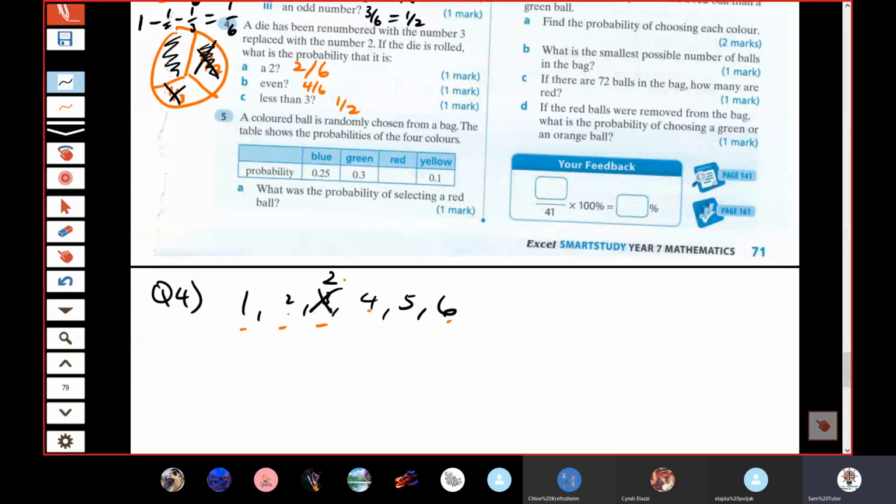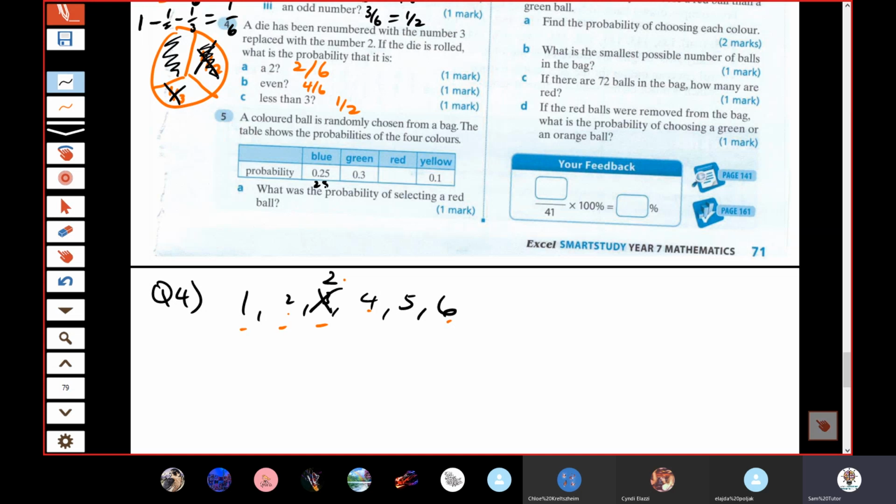Question 5. Let's try this one. A colored ball is randomly chosen from a bag. The table shows the probabilities of the 4 colors. Again, what are the probabilities all meant to add up to? 100%, or 1 if you're dealing with decimals.